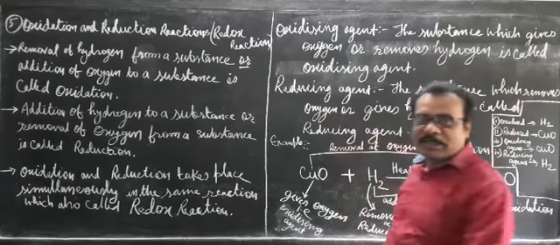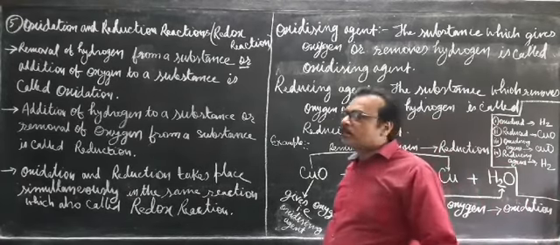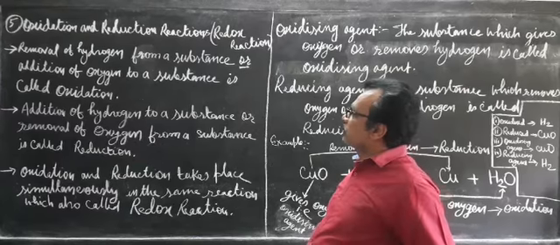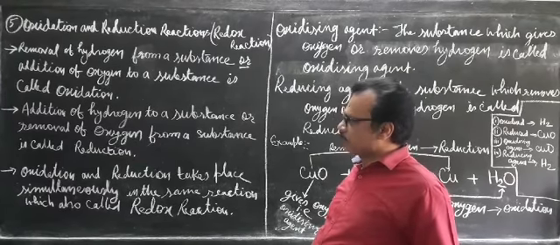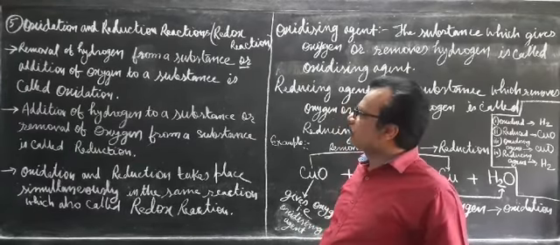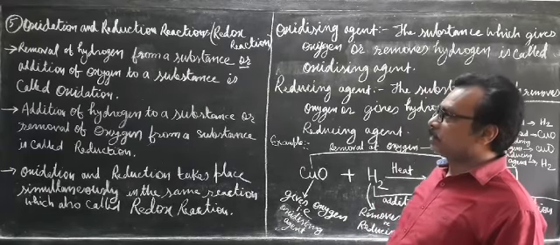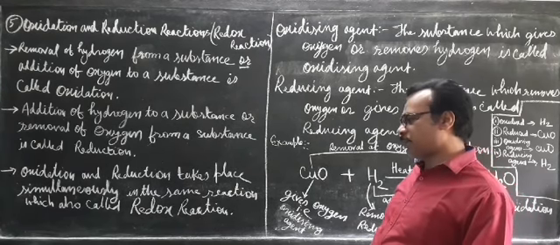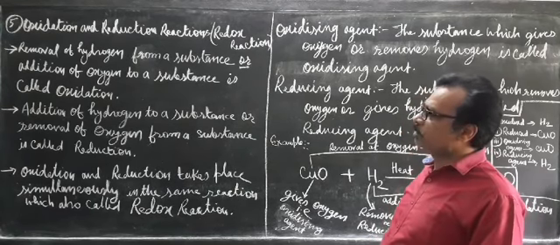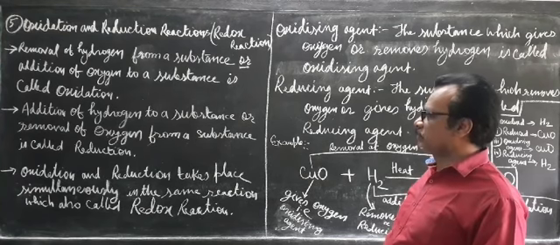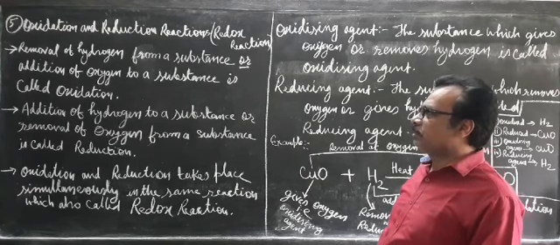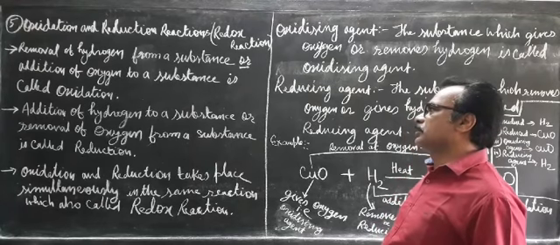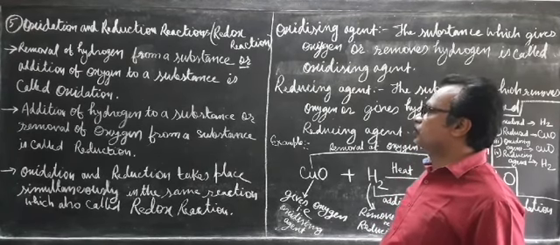In fact, it is a reality that oxidation and reduction reactions take place simultaneously in the same reaction. Never does oxidation or reduction take place alone. Wherever oxidation is there, there must be a reduction reaction. So oxidation and reduction will take place in the same reaction at the same time. It is not possible to have a separate oxidation or reduction reaction. That is why the name redox reaction is given.